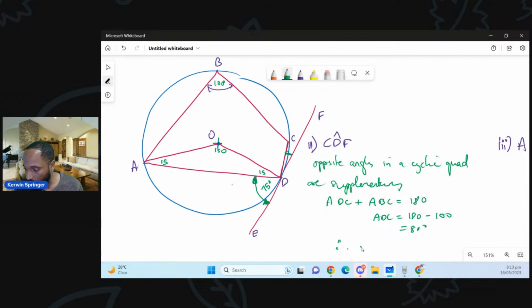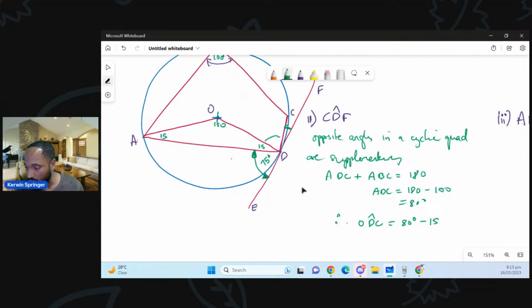Therefore ODC, which is this, so follow with me, must be 80 degrees minus the 15 to get this little piece here. We're coming real close to the answer now, folks. Wait, we don't need to find out this. Because if we know ADC is 80, we need to find out that little piece there. Remember, this is why I wanted you to already know this piece and that piece.